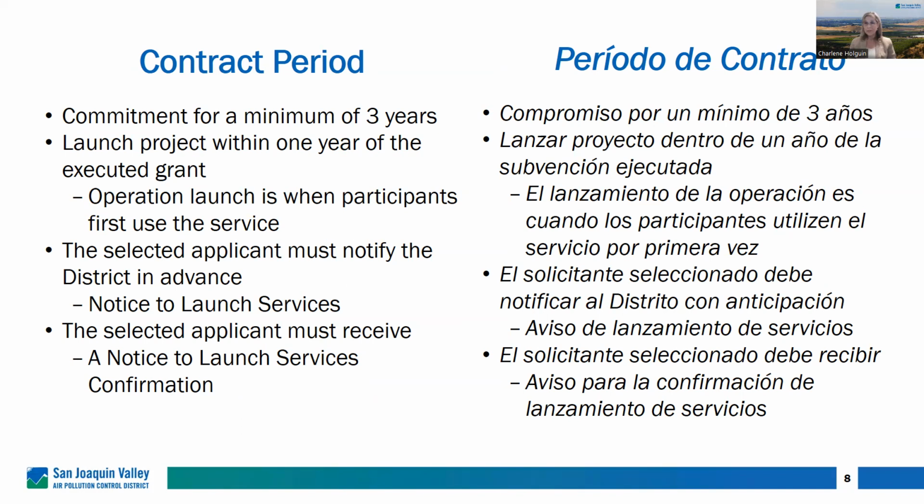The contract period, we do ask for a commitment of a minimum of 3 years. Once we have the commitment, we do ask that the project is launched within 1 year of the executed grant date. The operation is considered launched when the participants use the service. Before the selected applicant launches the program, we do ask that they notify the district in advance. They can fill out a notice to launch service form. Once the district receives that form, they will receive a notice to launch confirmation and then can go ahead and launch the program.